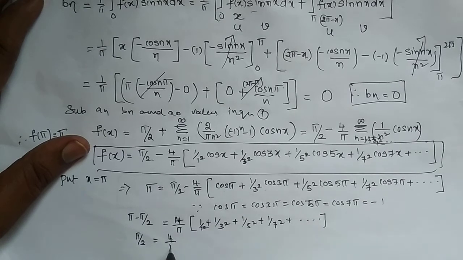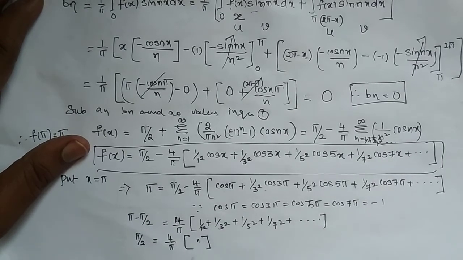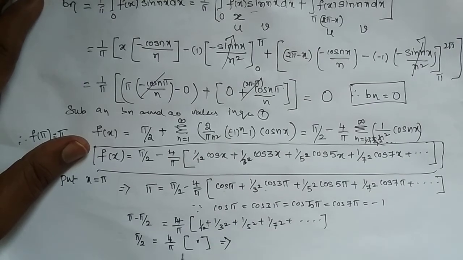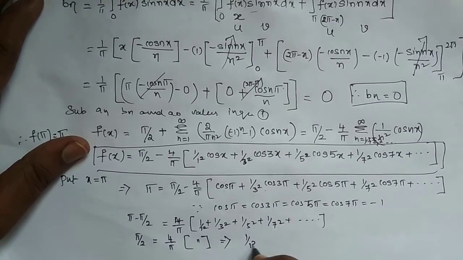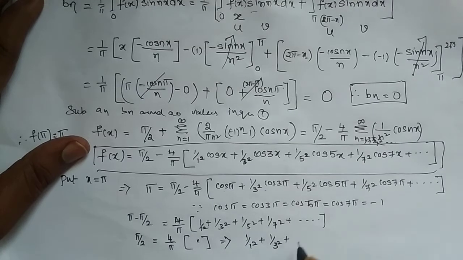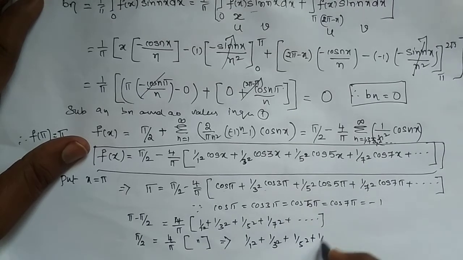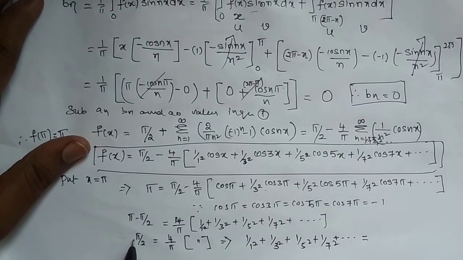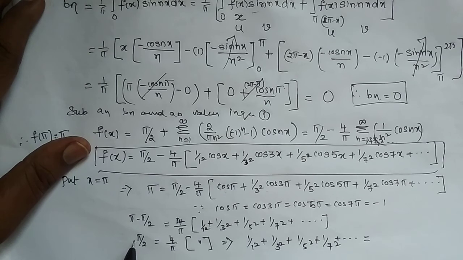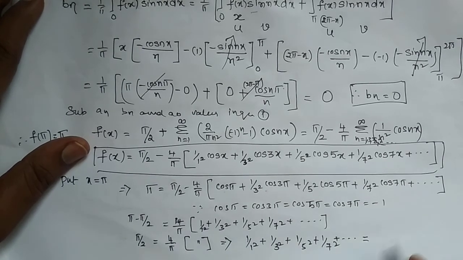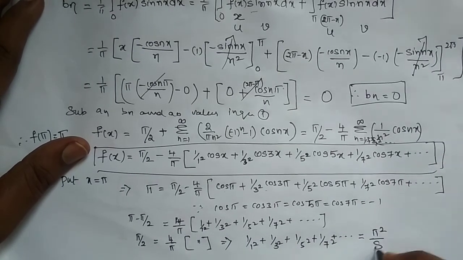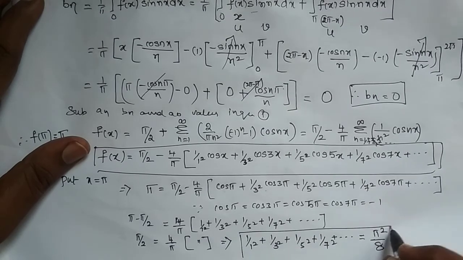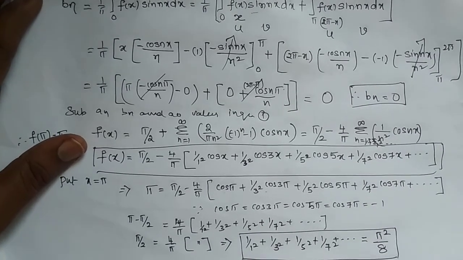And 4 by pi is as it is, and I can make this one: 1 by 1 square plus 1 by 3 square plus 1 by 5 square plus 1 by 7 square plus and so on is equal to, 4 by pi goes to the other side, pi by 4. So already pi by 2 is there, that means pi square by 8. This is our conclusion. Thank you.